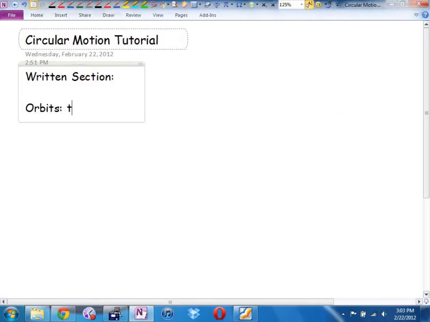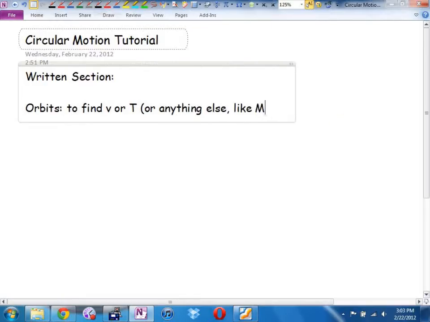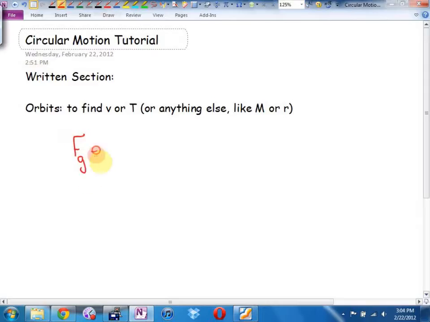Well, to find V or T or anything else like M or R, whatever, we start out by going gravity equals centripetal. Okay? From there, there's 1,000,001 permutations.